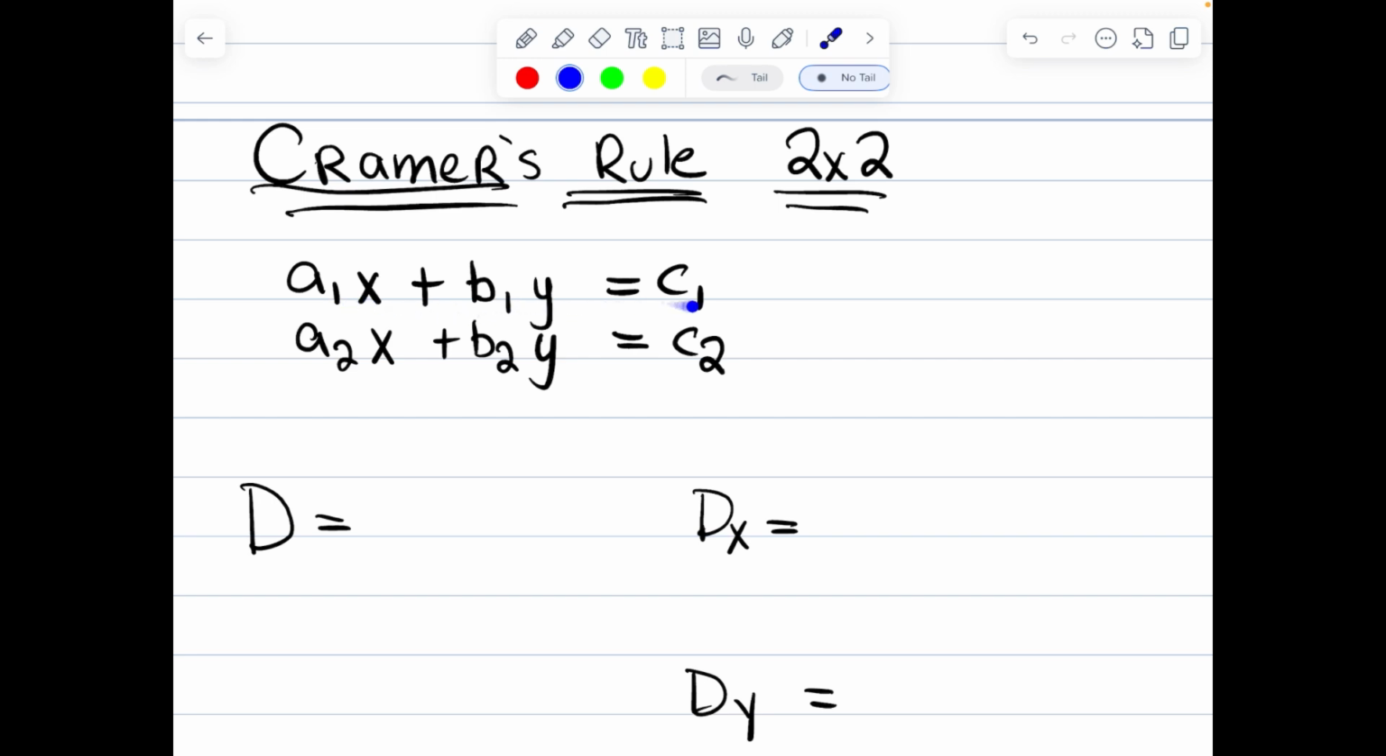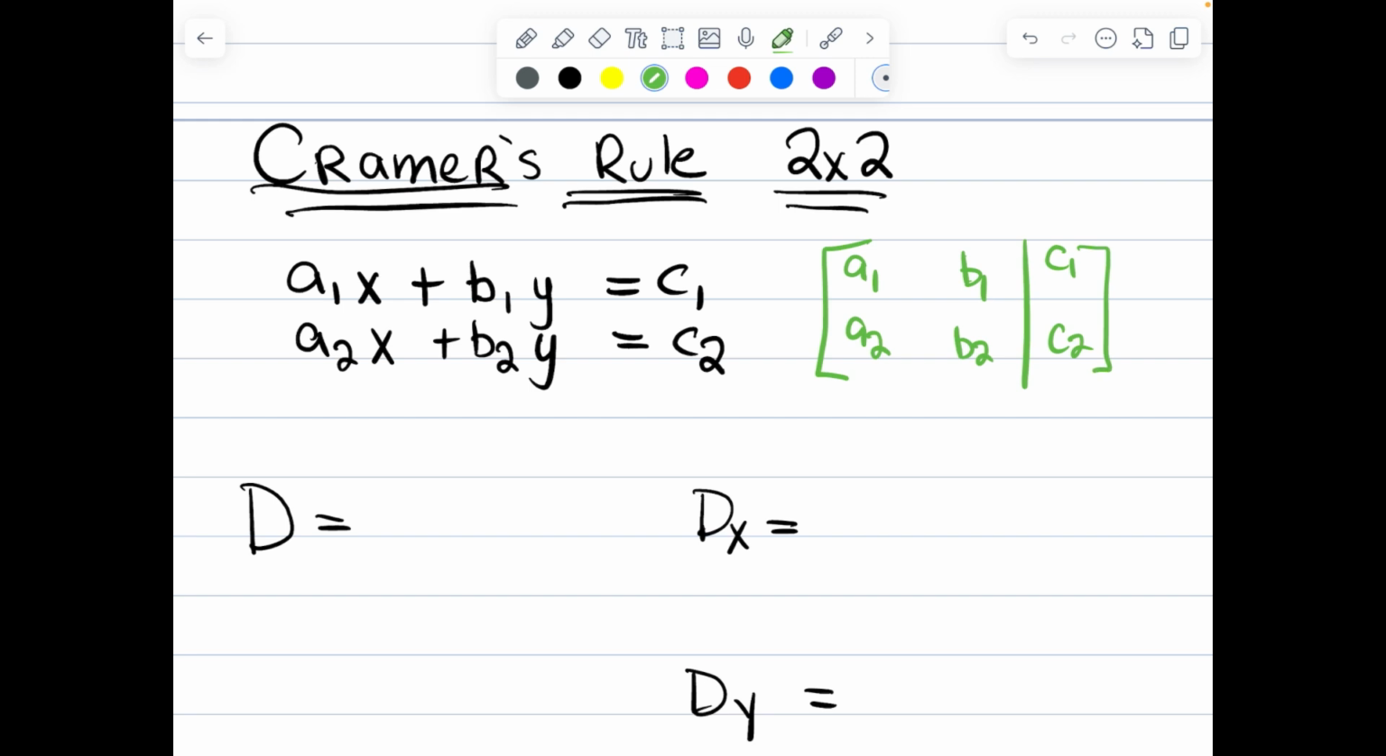The first equation, we label our coefficients as A1, B1. And then with the second equation, we label our coefficients of x and y A2, B2. And then C1 and C2 are just our numbers, right? So we know if we were to write this as a matrix, then this would just be A1, A2, B1, B2, and then we would have our C1, C2 like this.